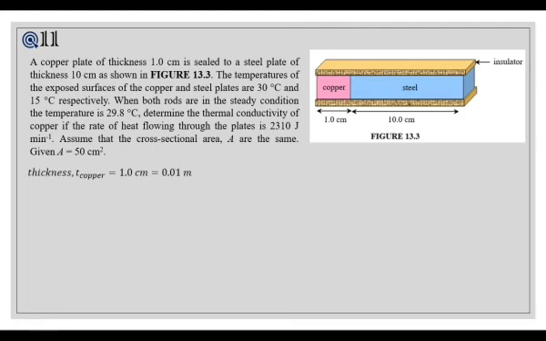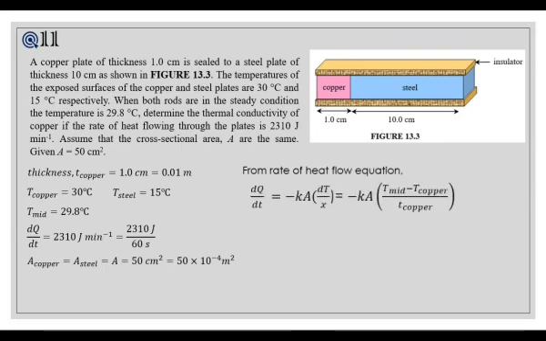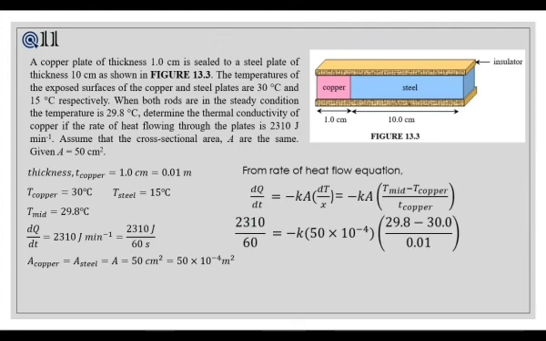So first, let us extract the data. The thickness of the copper is about 0.01 meter. The temperature of the copper is 30 degrees Celsius, and the temperature of the steel is 15 degrees Celsius at both ends. And the temperature in between them is about 29.8 degrees Celsius. Take note that the rate of heat flowing given in this question is in units of joule per minute, so we need to change it to joule per second. From the rate of heat flow equation, we just substitute all the values that have been given, and then we get the thermal conductivity of copper, which is 385 watt per meter per Kelvin.